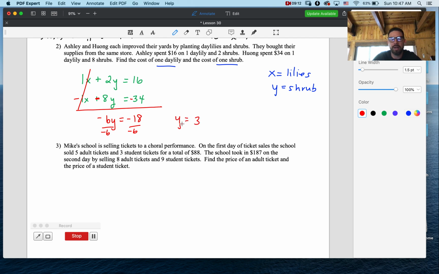Now remember, you're never going to have a negative number here. If you get a negative number, you did something wrong. You can't have negative shrubs and you can't have negative lilies. Okay, so just be mindful of that.